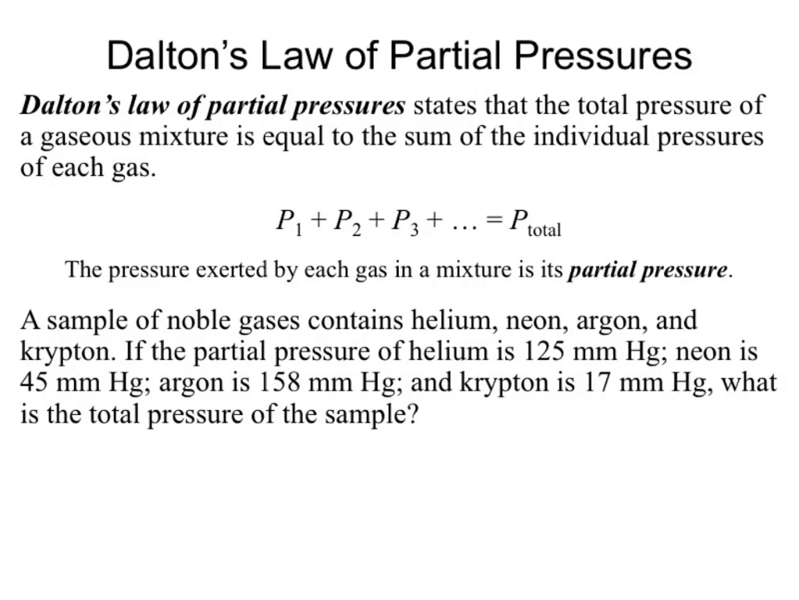So if we take a look at this equation, good, I kept the units all the same. The sample of noble gases contains helium, neon, argon, and krypton. The partial pressure is all of those numbers. What is the total pressure of the sample? All you've got to do is add them up.